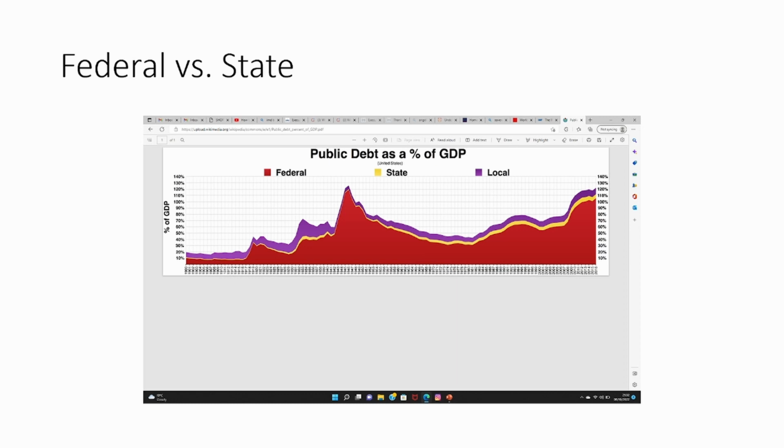Then you have this breakdown of federal to state. A chunk of it is from the federal, a very low part is from the state, which is quite expected, right? Because most of the government programs in the US are run by the federal government, so you can expect that.